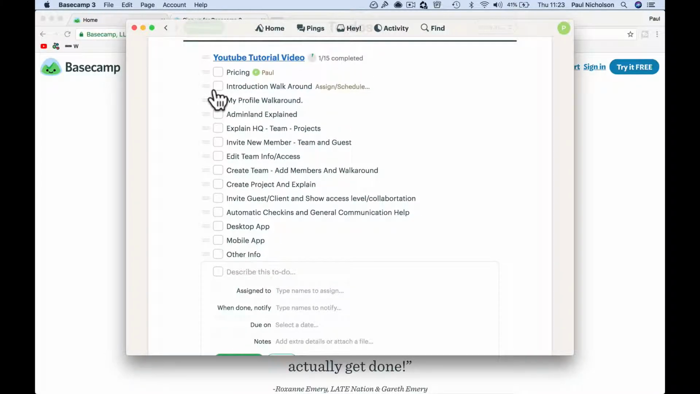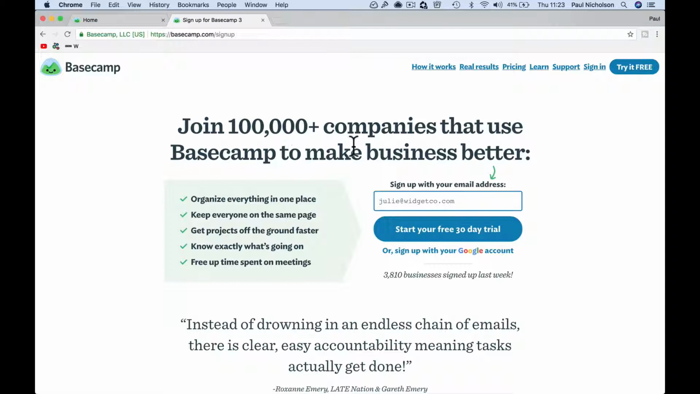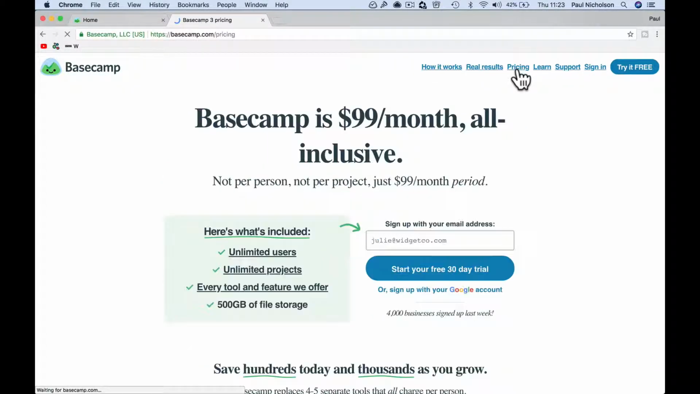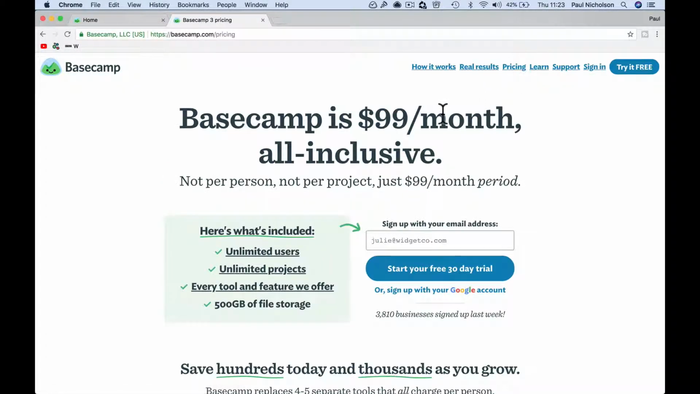So that's done. So let's talk about pricing. Pricing's important, right? A lot of people who are looking for this as a project, or if you're wanting something for free, Basecamp isn't free. Basecamp though is $99 a month, all in. There isn't per user. It isn't going to surprise you with $14 a user, $15 a user, whatever it is.